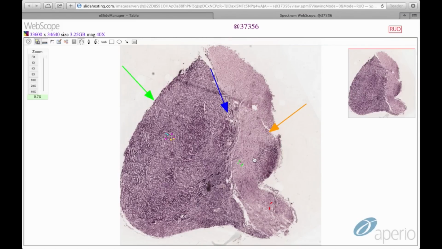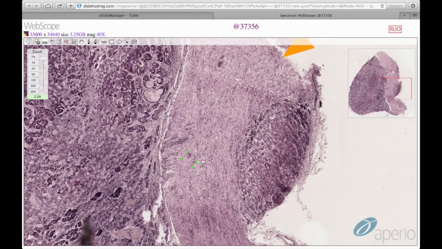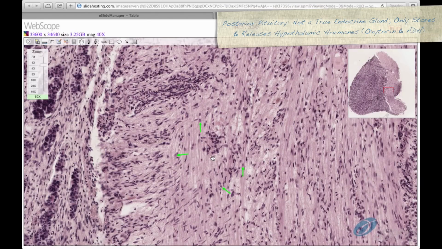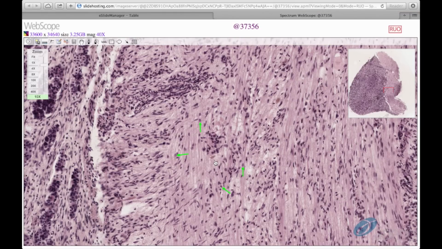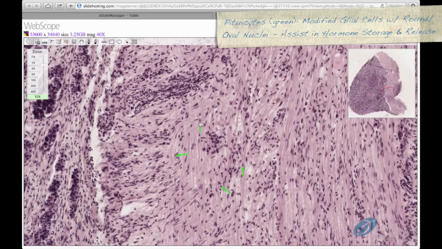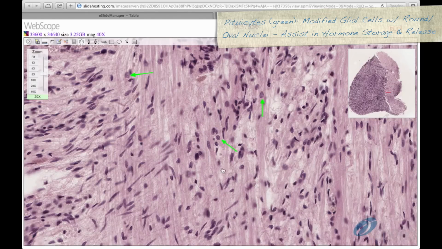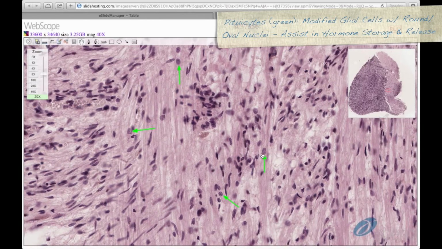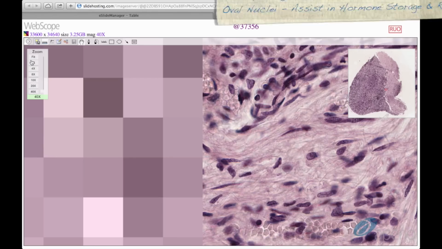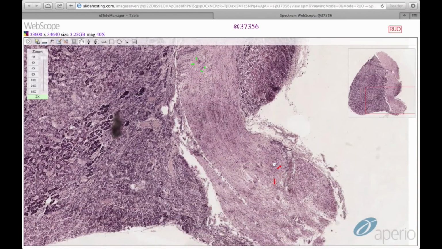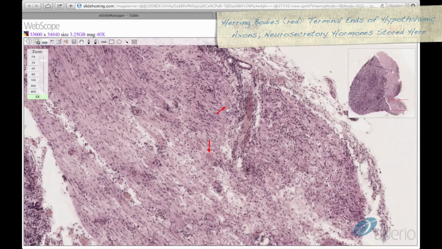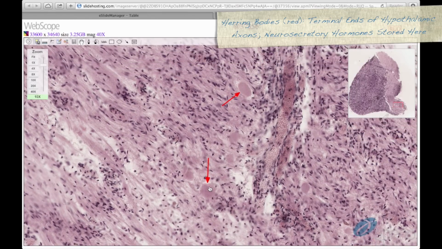Now let's zoom into the right side of the slide to take a look at the posterior lobe. The posterior lobe of the pituitary gland is not a true endocrine gland because it simply stores and releases the hypothalamic hormones oxytocin and antidiuretic hormone into the bloodstream. Make sure you can identify pituocytes, which are modified glial cells with round or oval-shaped nuclei that assist with the storage and release of these neurohypophyseal hormones. I have indicated a few of these cells with the green arrows. Over here, at the red arrows, you can see some Herring bodies, which are the terminal ends of the hypothalamic axons where the neurosecretory hormones are stored prior to release.